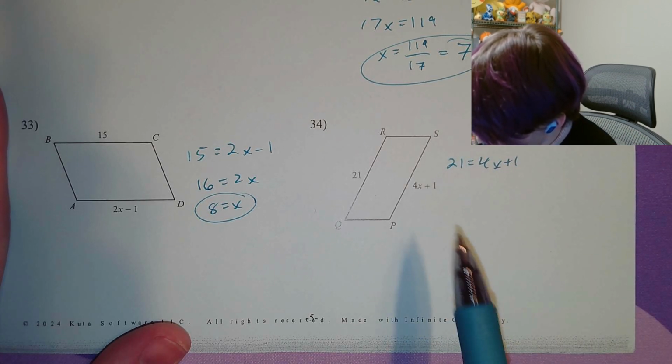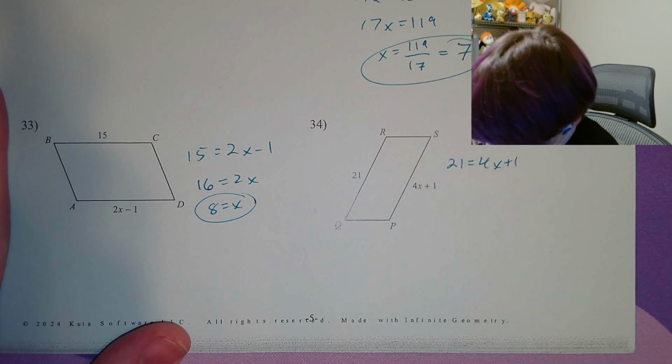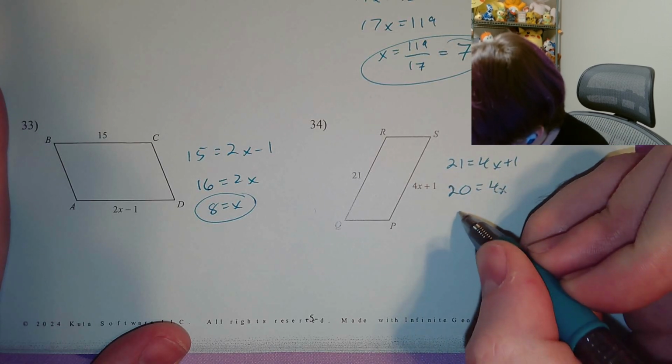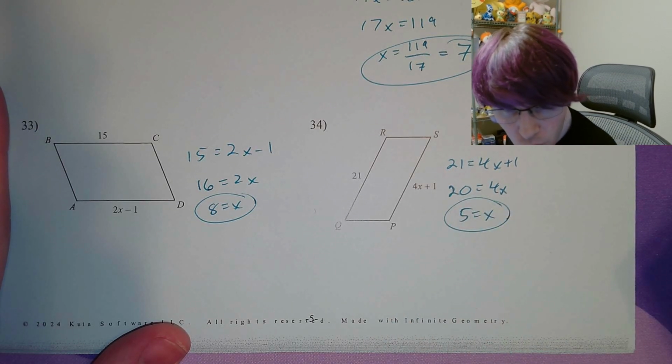Same exact idea on 34, and honestly, I'm the type of person that says, if you could just notice that if you have 21 here and it's equal to 4x plus 1, so you subtracted 1 right away and just divide by 4, and you get the 5, you really didn't need the equation here, but, you know, we'll show the work for the video.